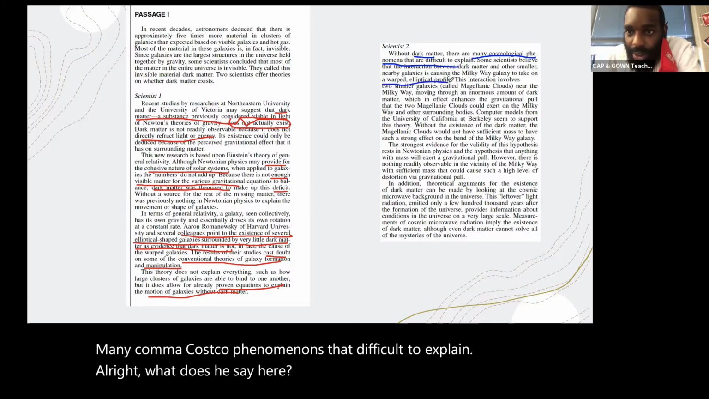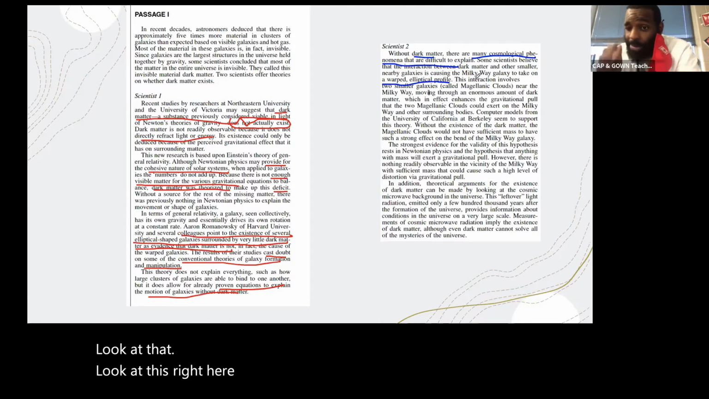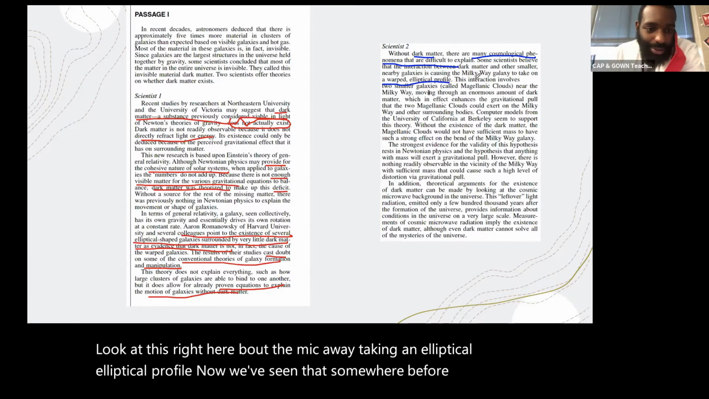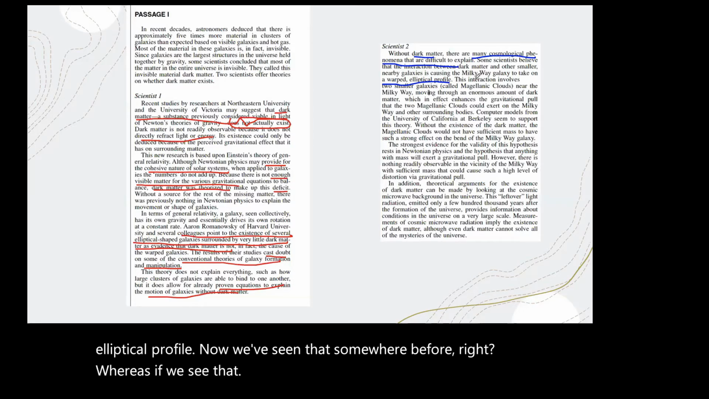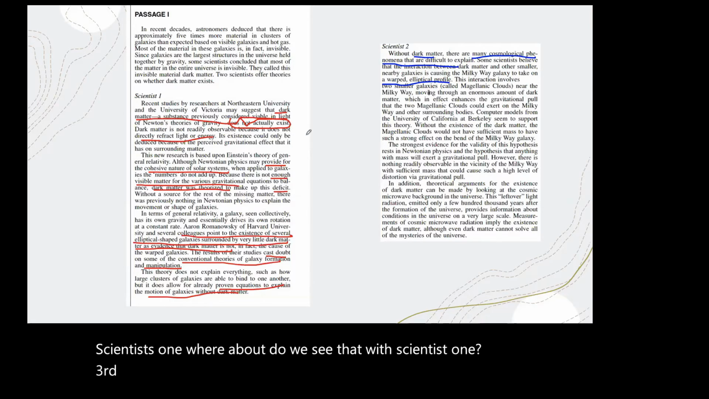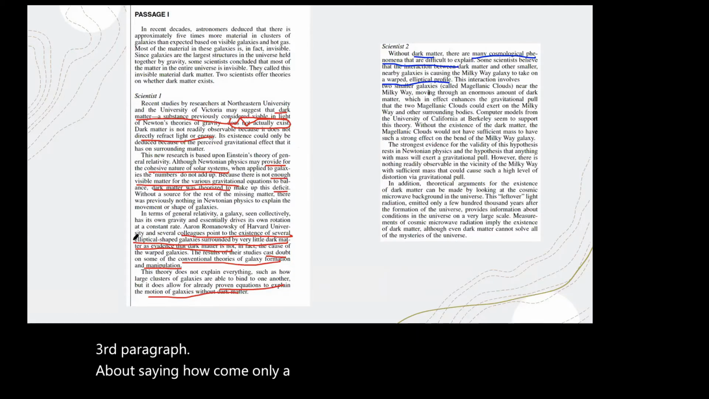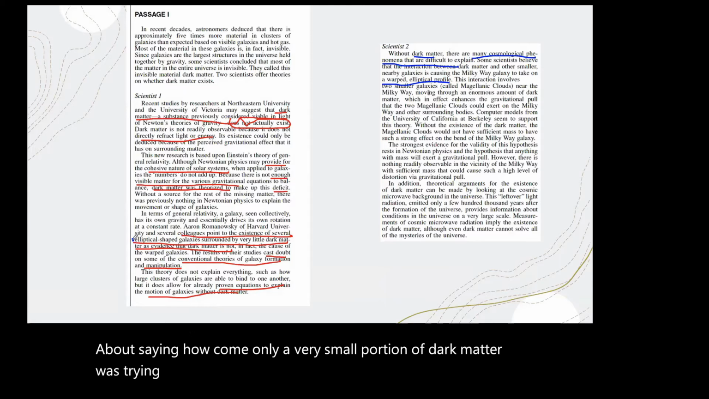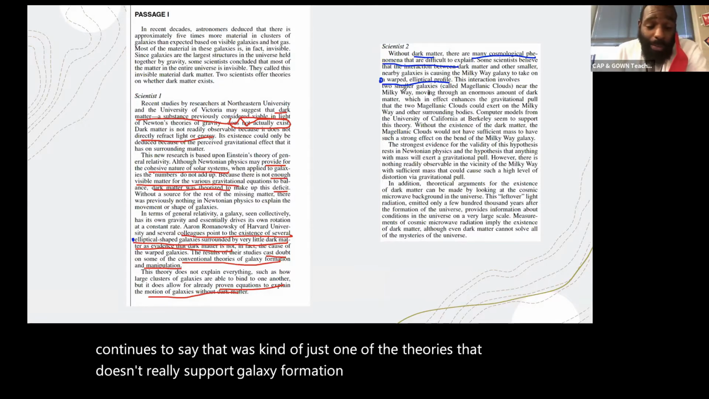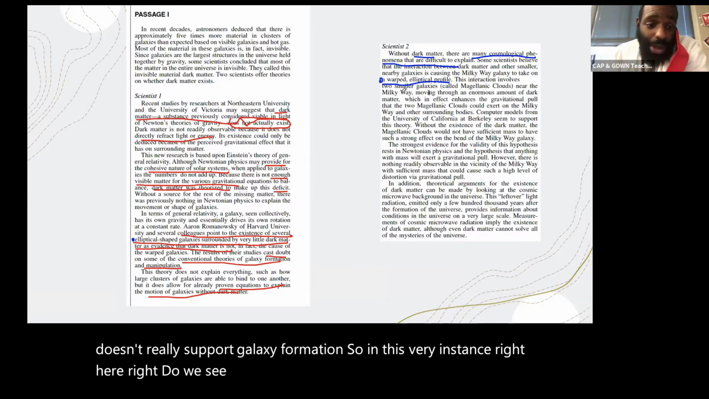Look at this right here about the Milky Way taking on an elliptical profile. Now, we've seen that somewhere before, right? Where else did we see that? Scientist 1. All right, where about did we see that with Scientist 1? The third paragraph, about how only a very small portion of dark matter was trying to be proven to help warp galaxies. But then he continues to say that was kind of just one of the theories that doesn't really support galaxy formation. So in this very instance, do we see some differences here? We see where they're both kind of quoting certain things.